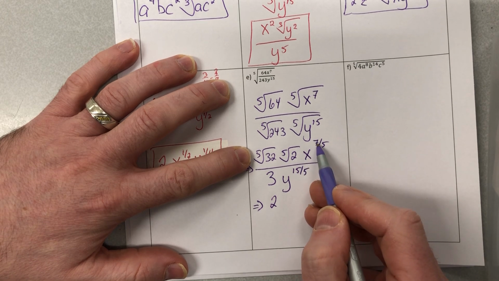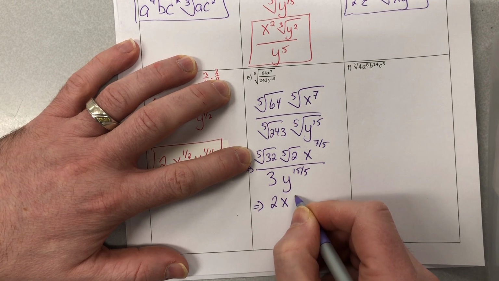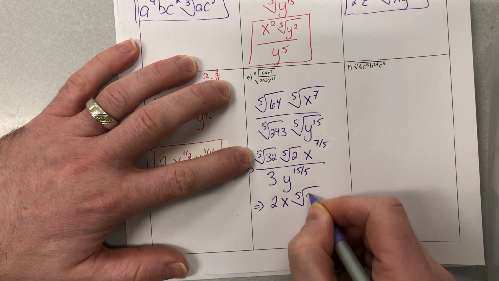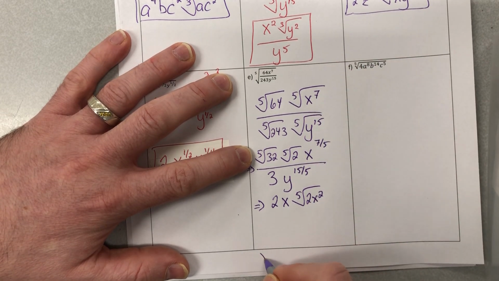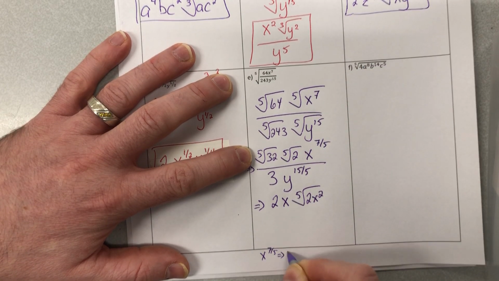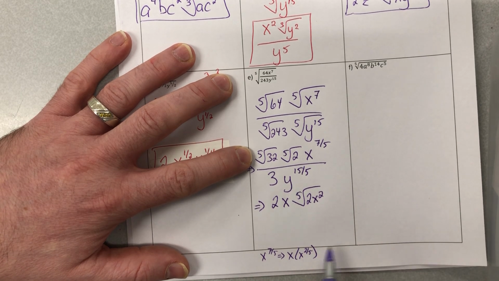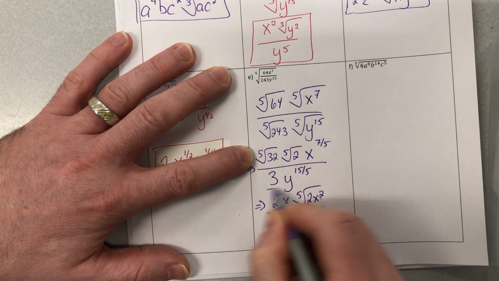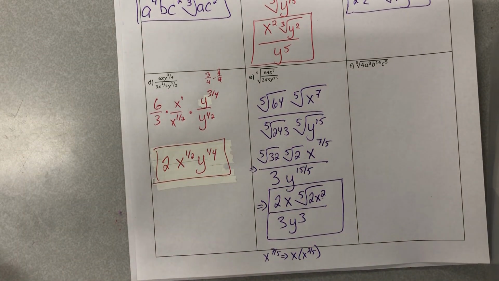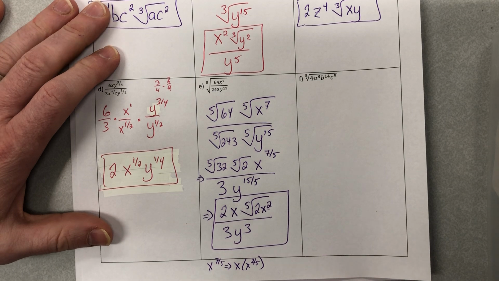How many x's can I take out if I have 7/5? I can take out 1 x. And that leaves me with a 2x squared. If I just do it down here, x to the 7/5 would be x times x to the 2/5. 2/5 is the second power, fifth root. All over 3 y to the third. All right, so it's important we think about it like rational exponents to make our lives a little bit easier.